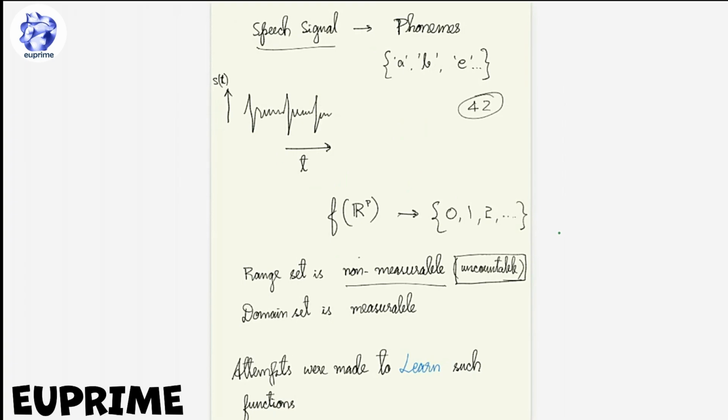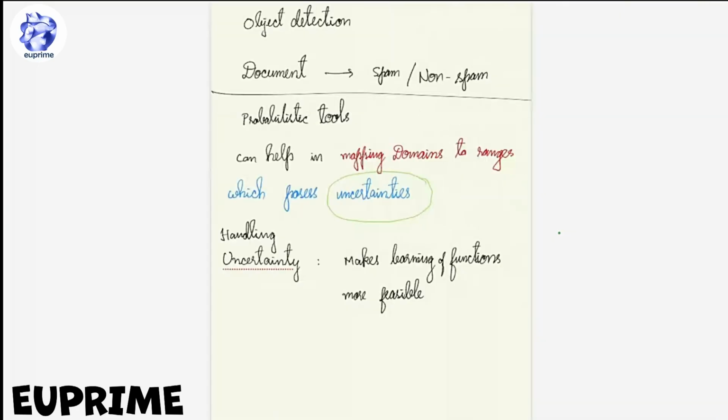Attempts were made to learn such functions, right? Different attempts were made over a period of time to develop new tools so that such things were possible. So probabilistic tools, which I've already introduced and you had some taste as to what that entails, can help in mapping domains to ranges which possess uncertainties. The key thing about probability is its ability to have uncertainty as part of the structure, and because uncertainty is part of the structure, it is able to handle uncertainty by using some of the tools, right?